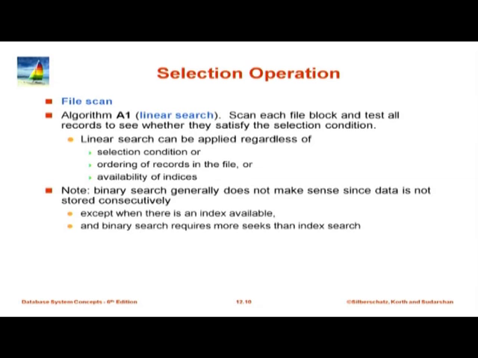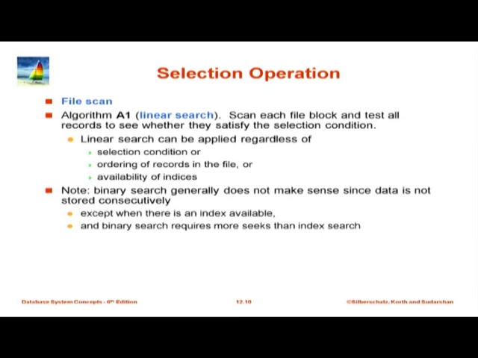If you have a complex selection and you don't have indices, the only way to answer that selection is to read every record in the file containing that relation, and then look at the record and see if it matches the selection condition. So this particular algorithm we will call file scan or linear search. File scan means read everything in the file, and this algorithm is called linear search. It can be applied regardless of the condition, ordering, availability of indices and so forth.